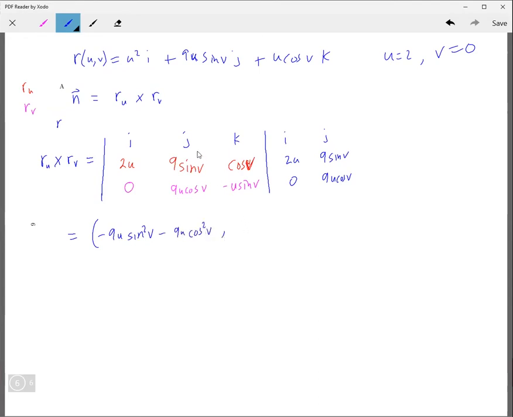Oh, that's nice. And then in the J direction, it's 0 minus this. So this is plus 2U squared sine V. And in the K direction, it's going to be this minus that. That's 0. This one is going to be 18U squared cosine V. That's interesting. Okay, so that's our cross product right there. Oh, except this simplifies down to just negative 9U.